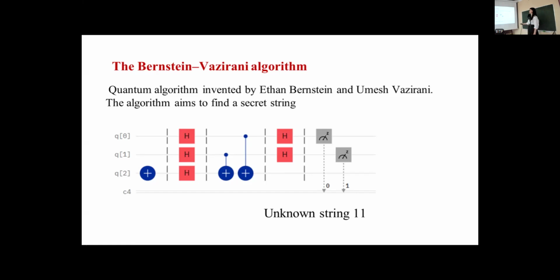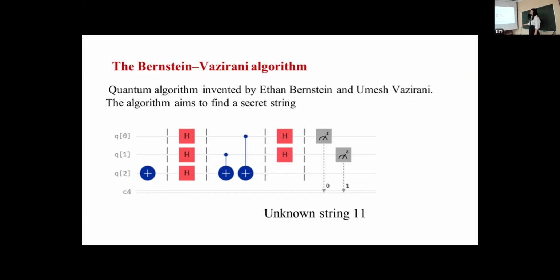So the structure of this protocol is the following. We have to prepare the initial state. Then we use this part, which is called the quantum oracle, and this part denotes or encodes our unknown string. And then after the action of all these gates, I have to repeat the action of these Hadamard gates, and measure the states of the first qubits. We are not interested in the measurement of the last qubit.